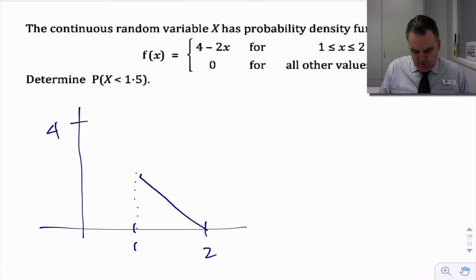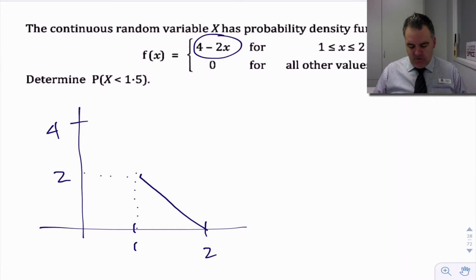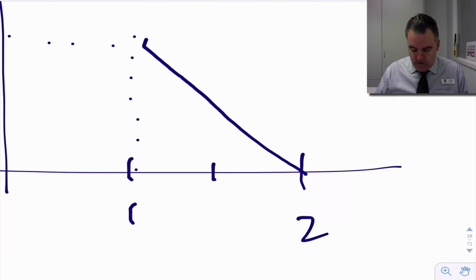And we can pretty quickly see, if I substitute 1 into this formula up here, we get 2. So a half base times height, half times 1 times 2, is equal to 1. So yes, the area under that curve is 1. So this is a PDF. And we want to know the probability x is less than 1.5.